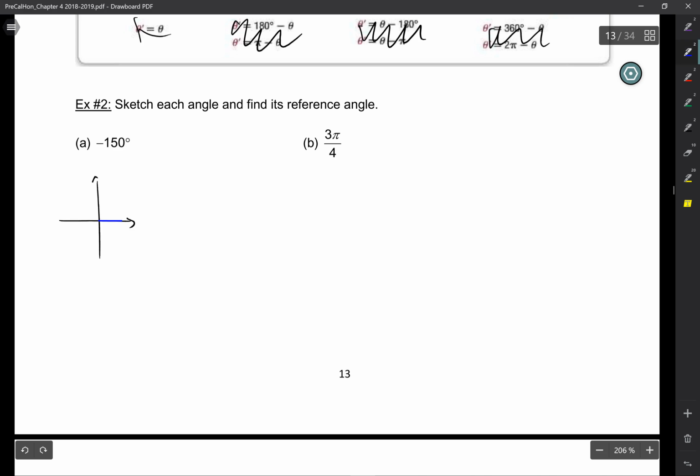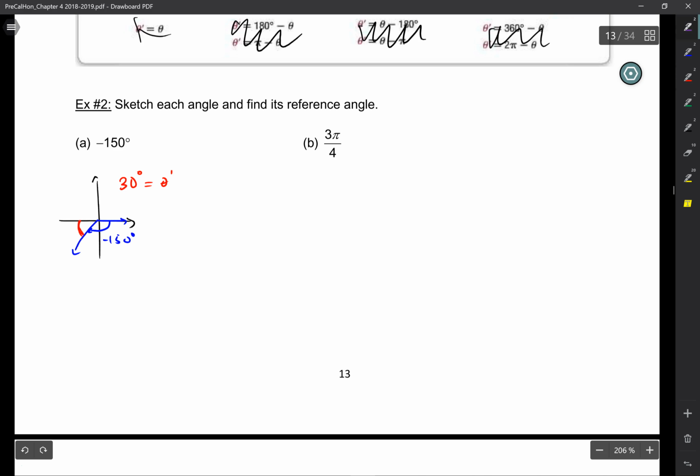Okay, so take a look here. Negative 150. Negative 150 looks like this. Where's my reference angle? Right here. How much is it? 30 degrees. So the reference angle is always positive and acute. Positive and acute.